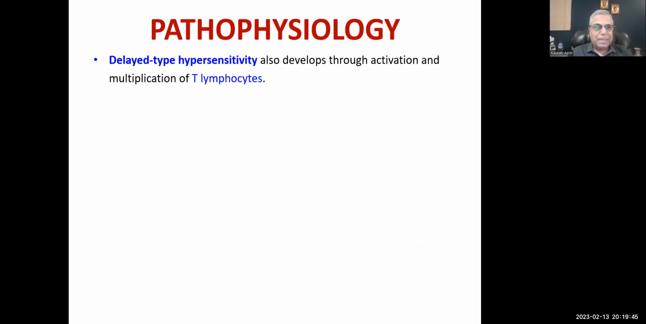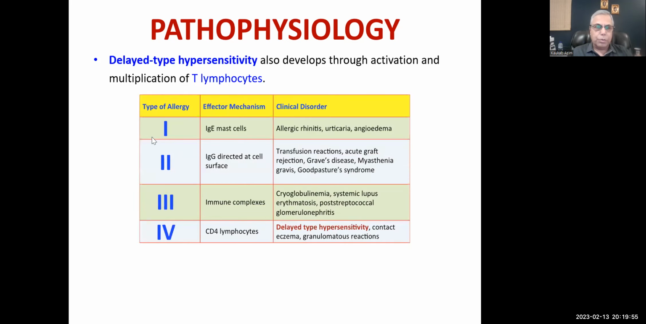So this is basically delayed type hypersensitivity. It also develops through activation and multiplication of T lymphocytes. So you have got four types of hypersensitivities. Type 1, which is through mast cells and IgE. Type 2 is IgG directed. Type 3 is immune complexes and glomerulonephritis, post-streptococcal glomerulonephritis is a good example. But here in tuberculosis, it is CD4 mediated delayed type hypersensitivity.